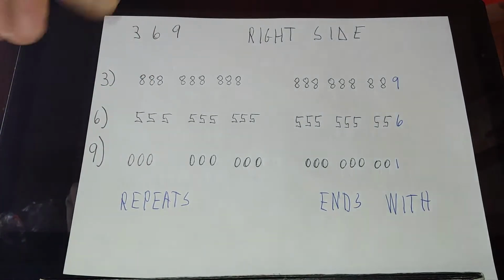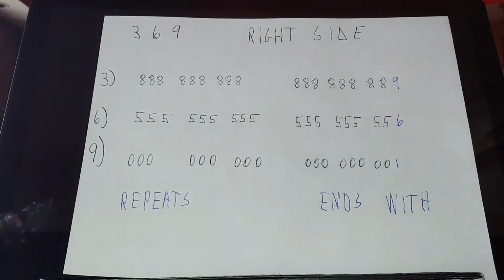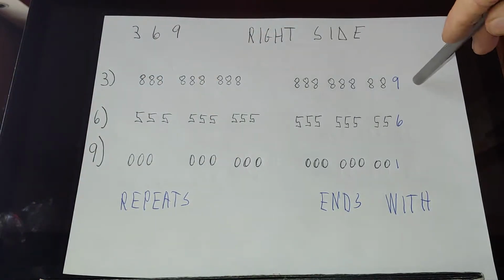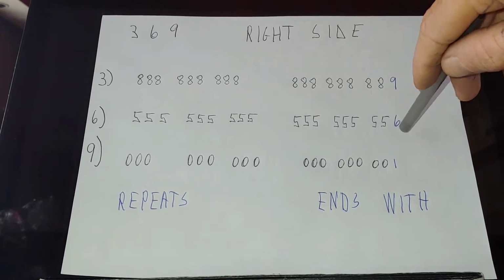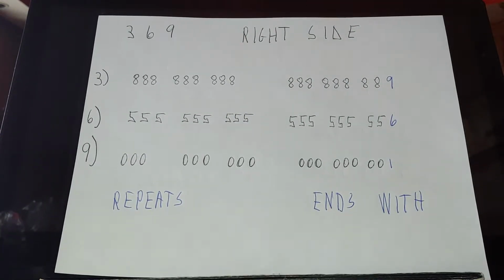8 times 9, 72. 7 and 2 is 9. 5 times 9, 45. 4 and 5 is 9. On the right side, it just does this 9. The 8 turns into a 9. The 5 turns into a 6. So by understanding that, you'll see how easy it is to do that.